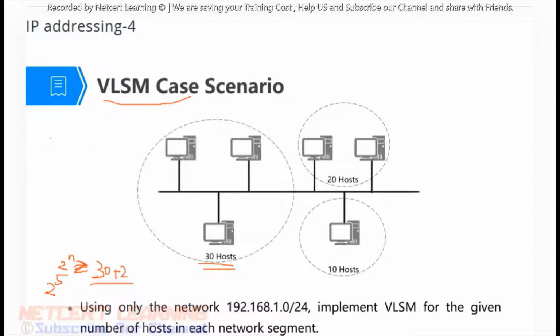That means in the 32 bit IP address, 5 bits should be reserved for the host part, and then the other 27 bits can be used for the network. 27 plus 5 just equals 32. So the network mask length should be 27.